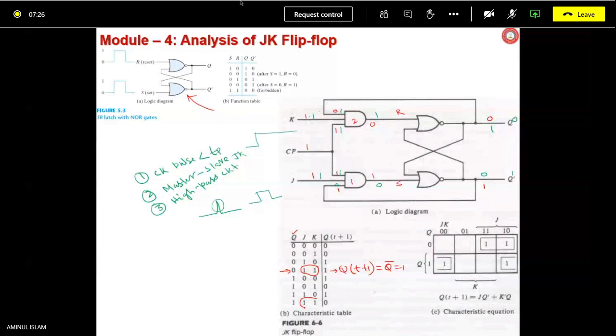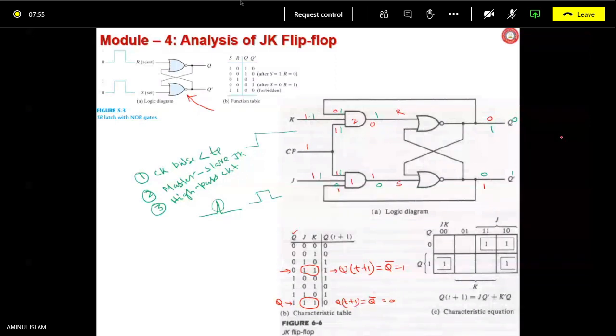If J, K both inputs are high, and this is Q, then Qt plus 1 will be, so it is going to be 0. Is it understood? Yes or no? Yes, sir. It is toggling. Whatever earlier was stored in Q, it will be toggling.